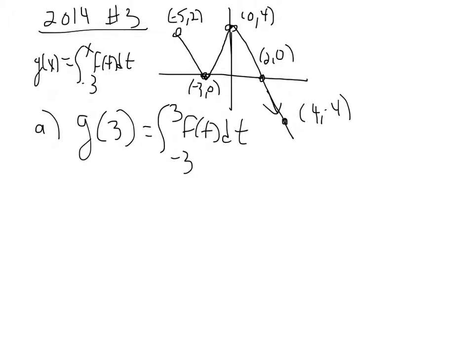So what I do is I find these areas, right? So the first one is a triangle. Well, they're both triangles. But the first one is going to be 1/2, the height is 4, and the base is from here to here, which is 5. Right? So the area of that would be 10.